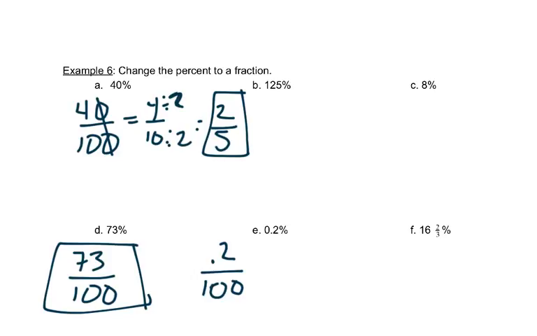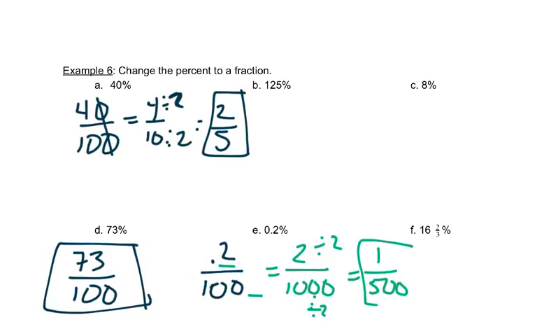Okay, we don't want the decimal on the top, so that means we have to move the decimal place one place to the right. If we do it on the top, we have to do it on the bottom as well. So we really have 2 over 1,000. And then we can divide both the top and the bottom by 2. We get 1 over 500. You could also put this into your calculator. If you put 16 2/3 divided by 100 in your calculator, you get 1.